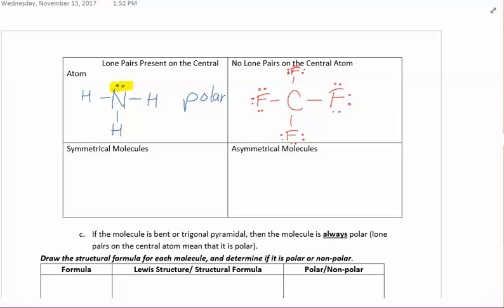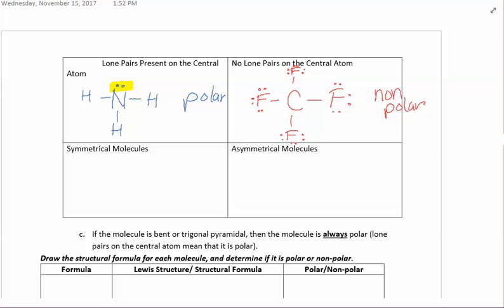When that occurs, you have to then look at the symmetry of it. So this is pretty much symmetrical, so it results in a nonpolar substance. Okay. So what do I mean by symmetrical versus asymmetrical?